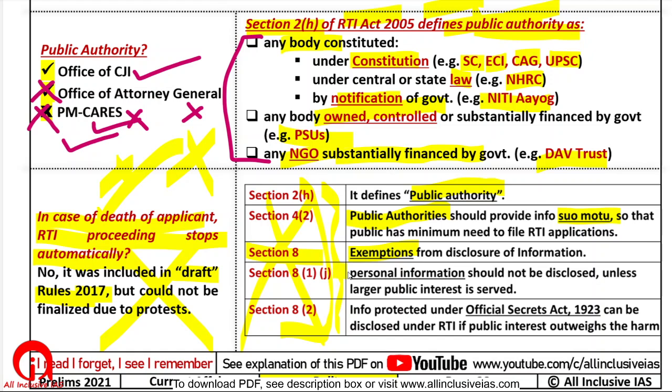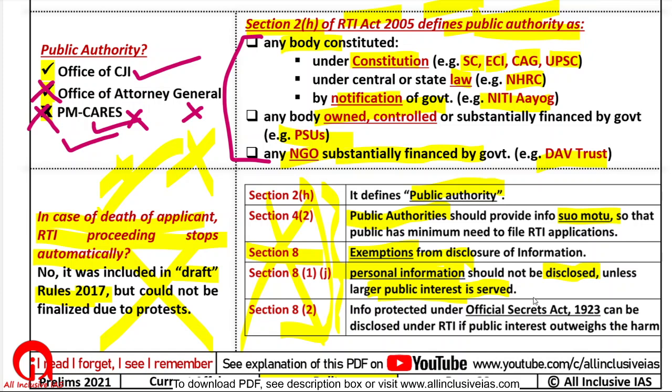It also says that personal information should not be disclosed. However, personal information can be disclosed if public interest is served, right? Suppose there is a very high-ranking official, and it is alleged that this person has amassed a lot of wealth. Then that person will say that how much wealth I have or my spouse has is my personal information, I should not disclose it. But if that is a substantial amount of money, and there are allegations that it was through corruption, then yes, it should be disclosed because then larger public interest will be served, right?